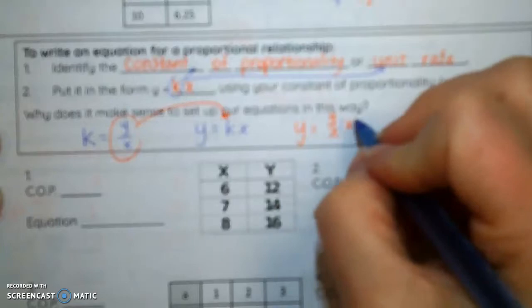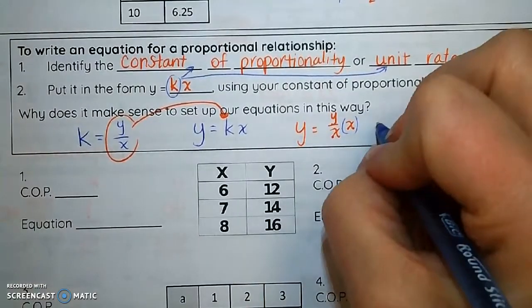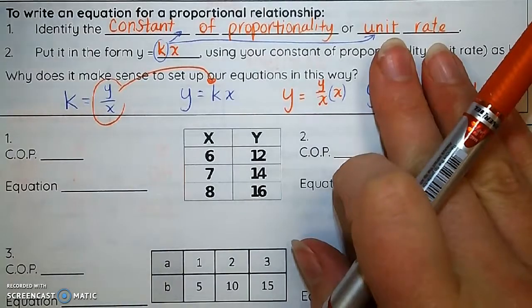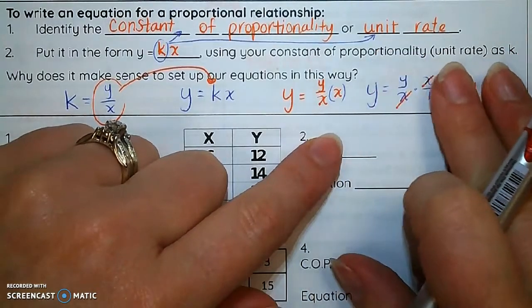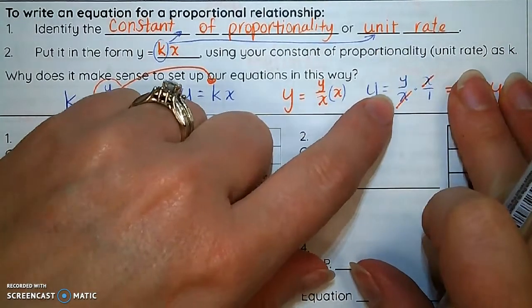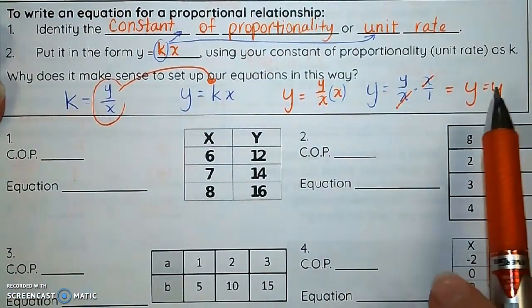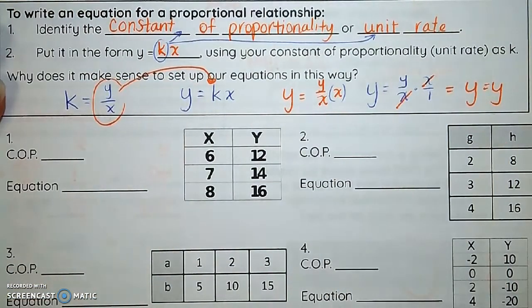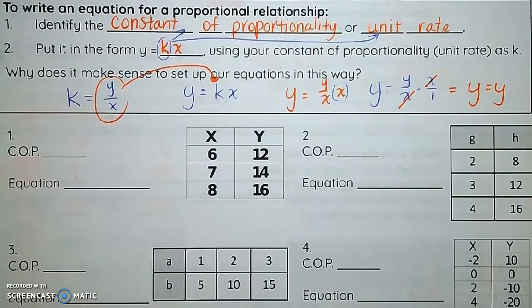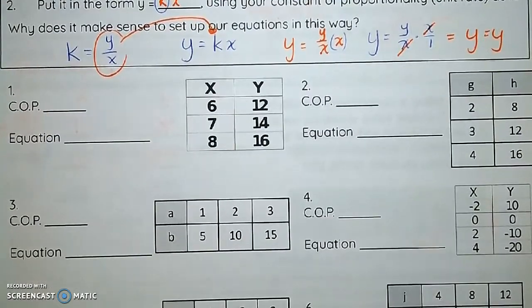These are next to each other. That means I'm multiplying. So when I do that, I can write it as y over x times x over 1. Those x's are going to cancel out, and I get y is equal to y, which is a true statement. So that means our equation is nice and balanced.